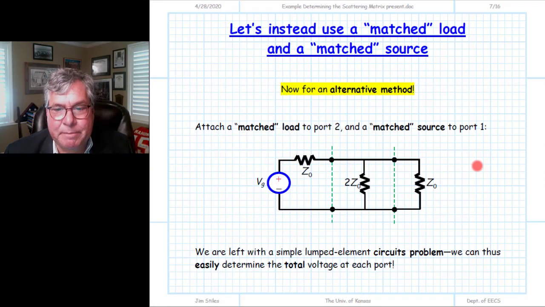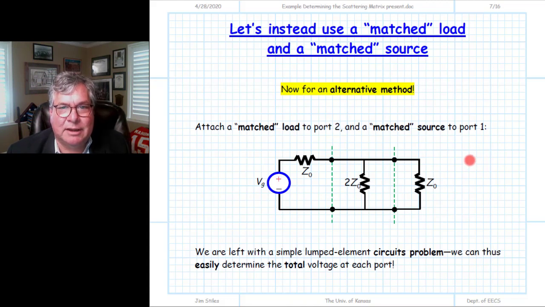Now let's use an alternative method to evaluate the scattering parameters S11 and S21, and we'll show, since this method is valid, we'll get the same answer once again. Instead of using, as we did previously, the telegrapher equation solutions and applying boundary conditions in a very classical method, we're going to attach a matched load to port 2 and a matched source to port 1. So we're going to set up our scattering parameter experiment for column 1 in this manner, with a matched source and a matched load.